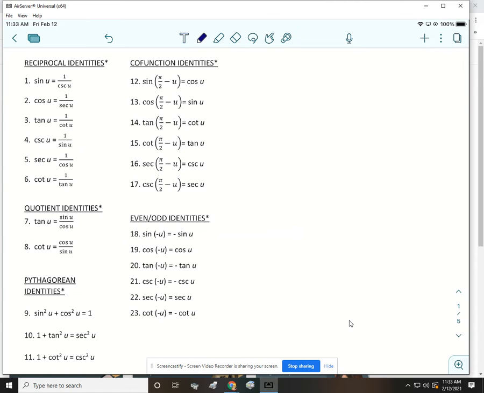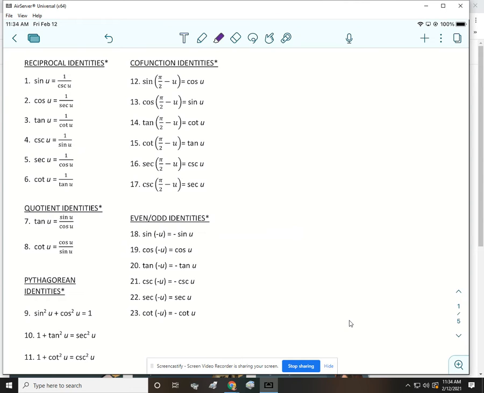And then for even and odd, there are only 2 even functions. So the 2 even functions are cosine and secant. So when you do the cosine of negative u, it's the same as just cosine of u. And then the same thing with secant. And then the other 4 are odd. So the sine of negative u is negative sine of u. So anyway, work on memorizing those. We will have a memorization quiz on them.